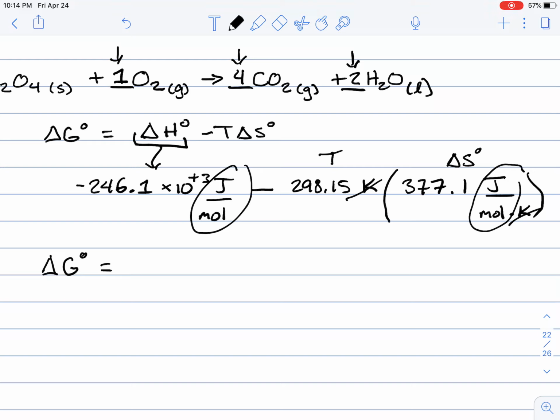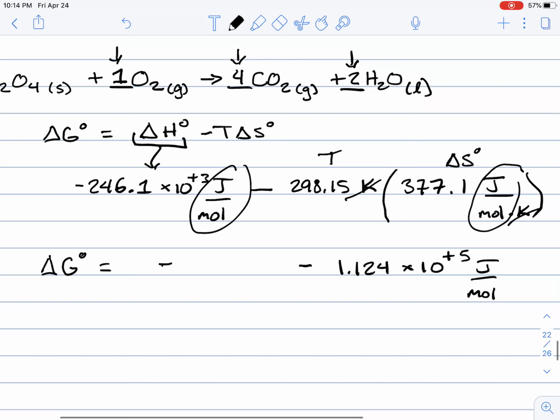So I'm just going to go ahead and multiply these two. So I'm going to go ahead and do the T delta S term first. So 298.15 times 377.1 joules. And so what I get here is going to be, and I'm reporting this in scientific notation, and since I'm doing multiplication, I need 4 sig figs in this case. And so 1.124 times 10 to the positive 5 joules per mole.